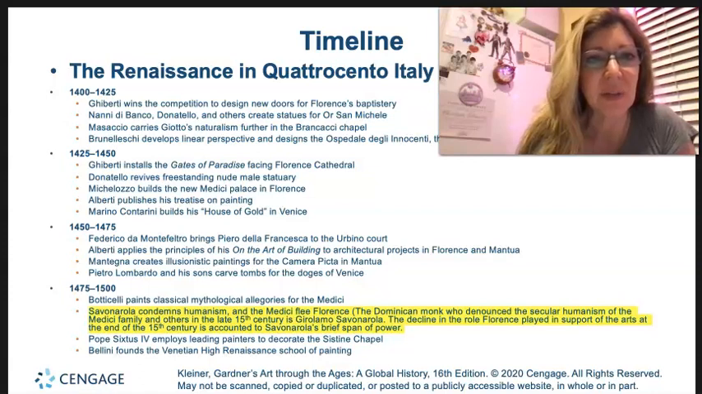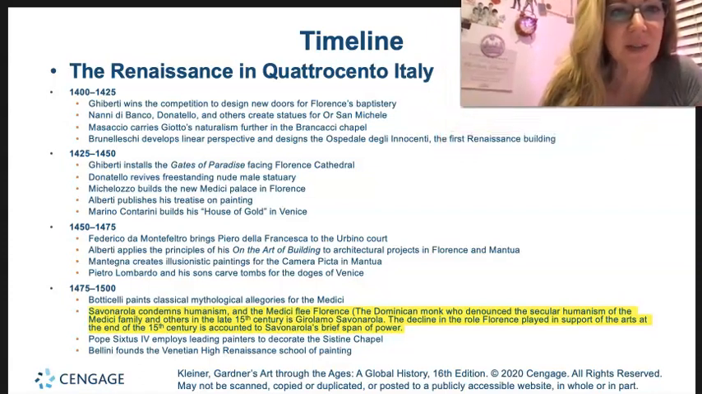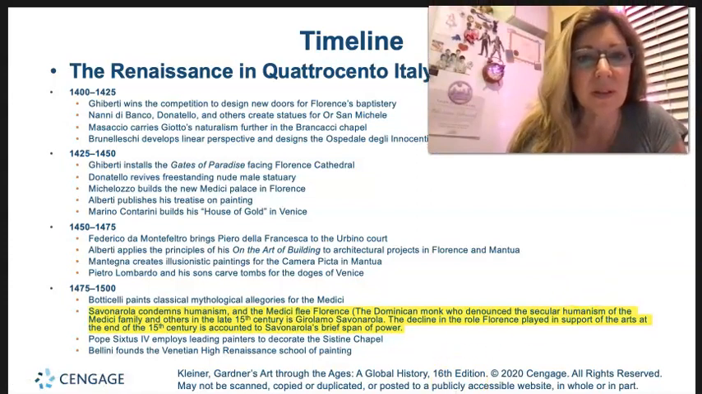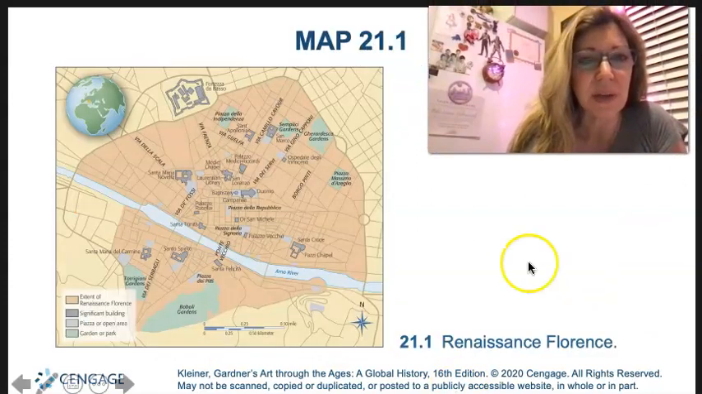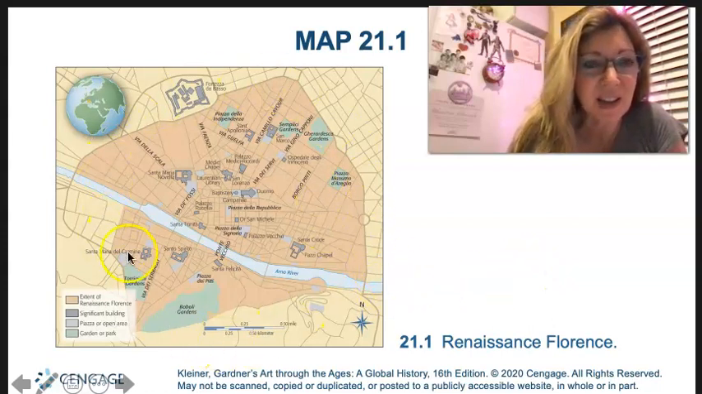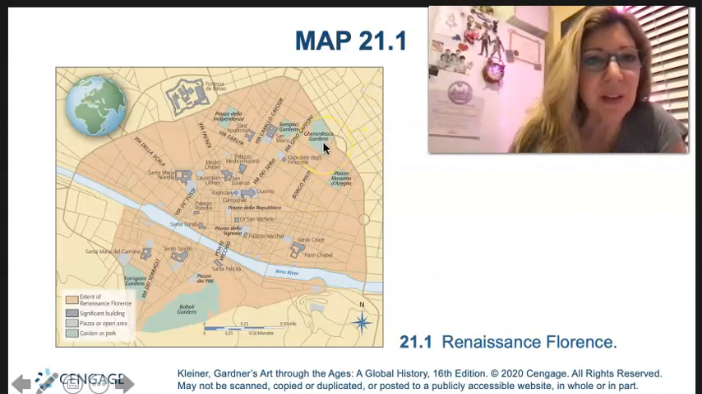And then here's our timeline. Of course, there's tons and tons of things going on in the Renaissance in Italy. That was just basically the hub for the Renaissance. And here's our map. Notice we're in Florence, and that's it. What's cool is with this map, you can see all of those major artworks that we're going to talk about in this chapter.